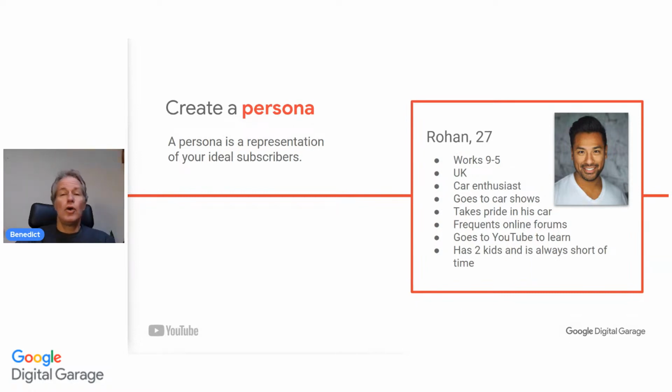So Rohan, for example, we've put him down here as 27, works 9 to 5 in the UK, car enthusiast, goes to car shows, takes pride in his car, frequents online forums, goes to YouTube to learn, has 2 kids, and is always short of time. I know as a parent, one often gets short of time, without a doubt. And being a parent, where you're living suddenly becomes very important because you've got to try and get into those particular schools as well.